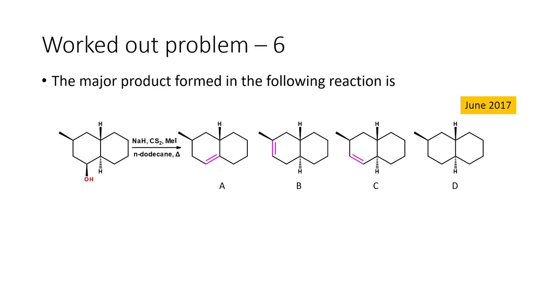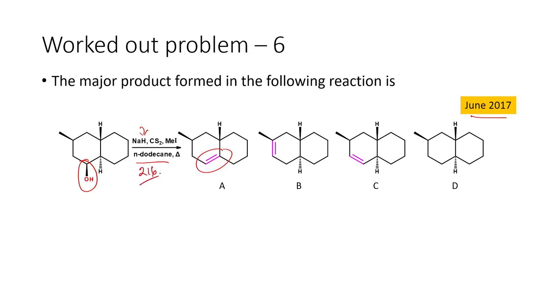And let us move on to the next one. This problem was asked in June 2017. And if you look at this particular case, this is very similar to the previous one we have seen. Here again we have an alcohol given as the starting material, and in the final products we have four options. The reaction actually occurs very similar to the previous case. That means we are running this reaction under Chugaev elimination conditions: sodium hydride, carbon disulfide, methyl iodide, and the temperature is not given here, but only the solvent is given. Actually, this solvent has a very high boiling point, around 216.